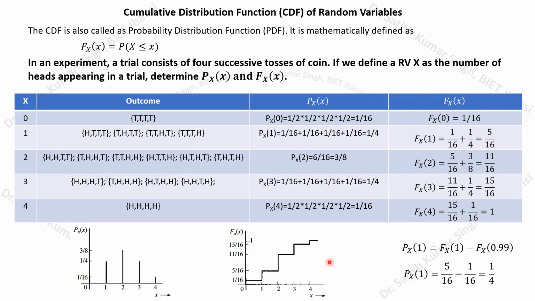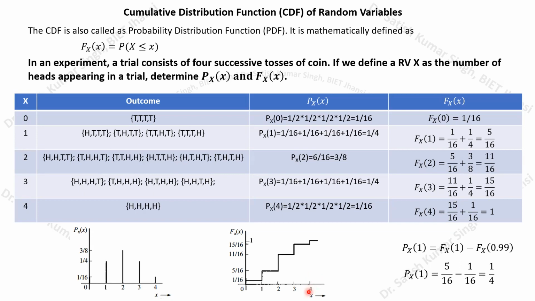One more thing that is clear from this cumulative distribution function graph: if I ask you what is F(minus infinity), nothing is less than minus infinity, so F(minus infinity) must be 0. You can see that from this graph itself. And if I ask you what is F(infinity), because x is increasing in this direction, this value is going to be equal to 1.